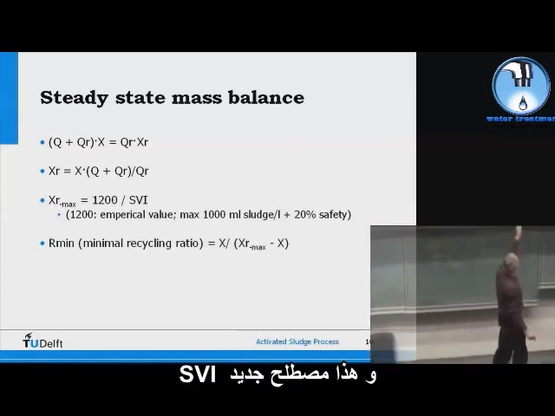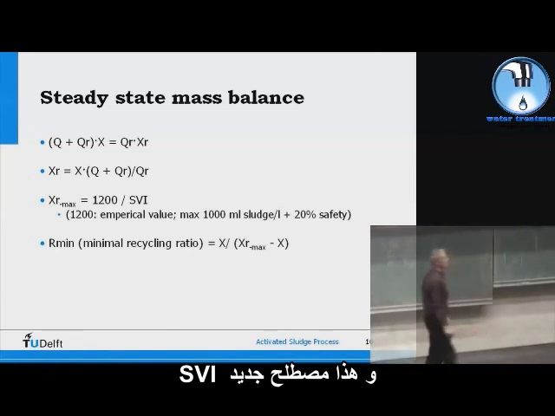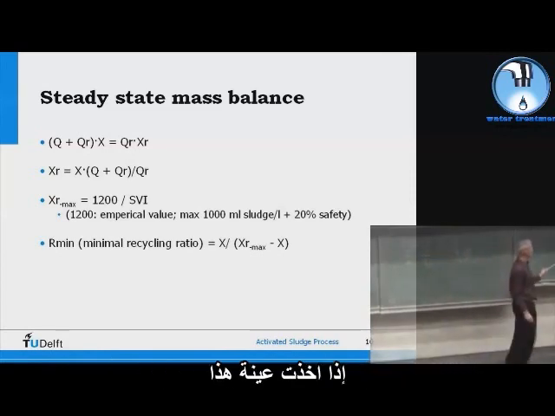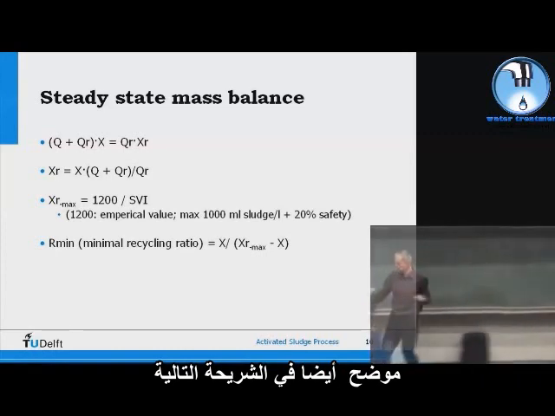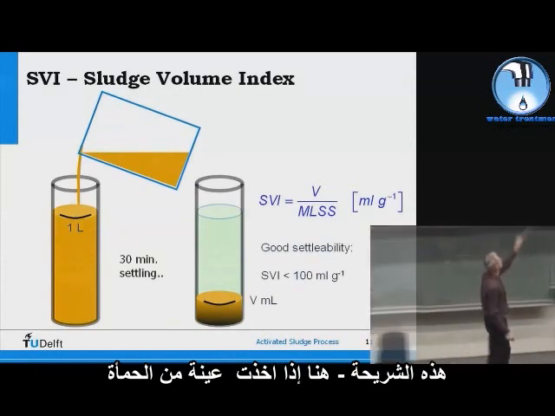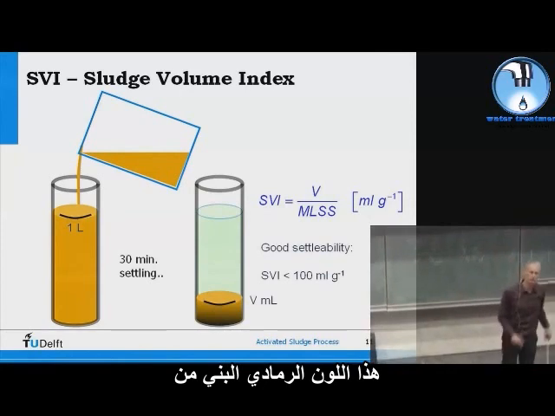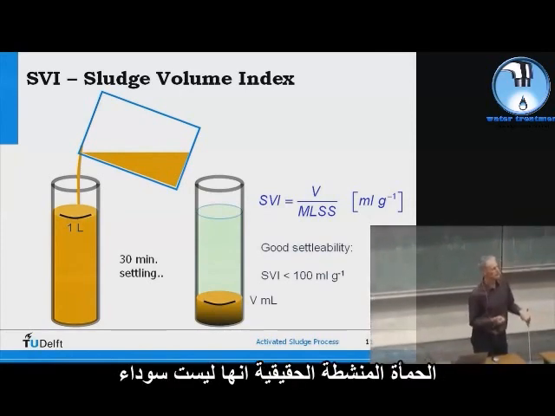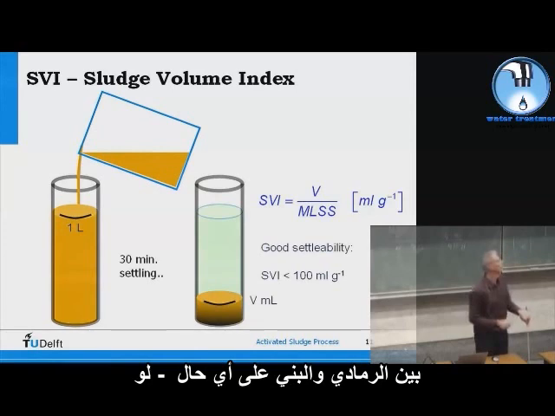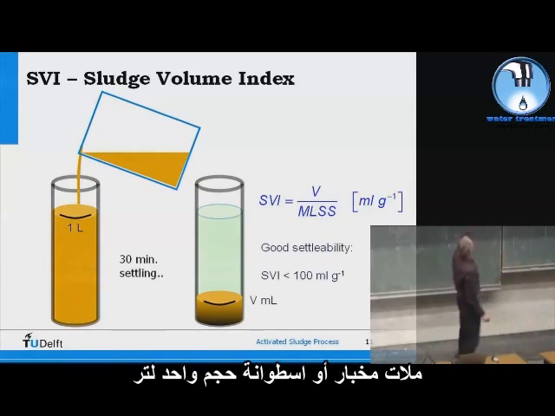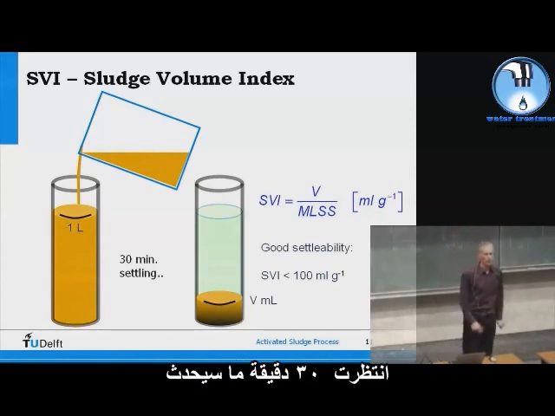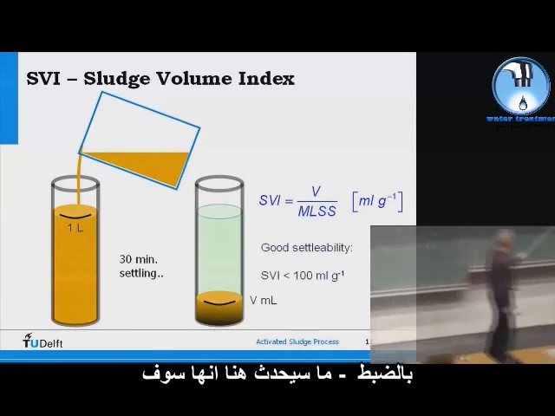But what's important here, that's another term, and that's the SVI, Sludge Volume Index. What's the sludge volume index? If you take a sample, that's also explained in the next slide, this one here. If you take a sample of sludge, the color is brownish, grayish of real activated sludge. It's not black, it's not this color, but it's a bit in between gray and brown. Anyway, so if you fill a beaker or a cylinder of 1 liter with this sludge and then wait 30 minutes, what will happen? Exactly what will happen here. It will settle.